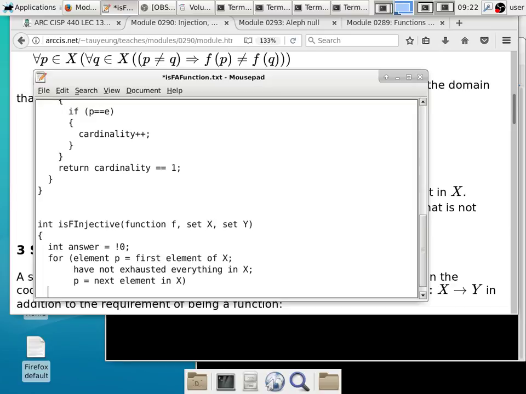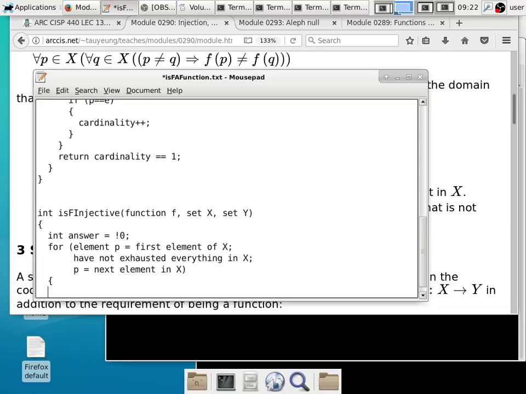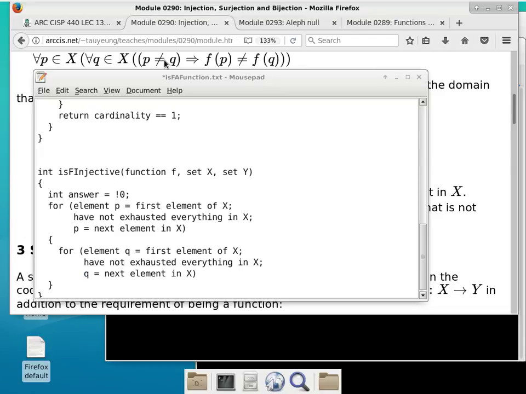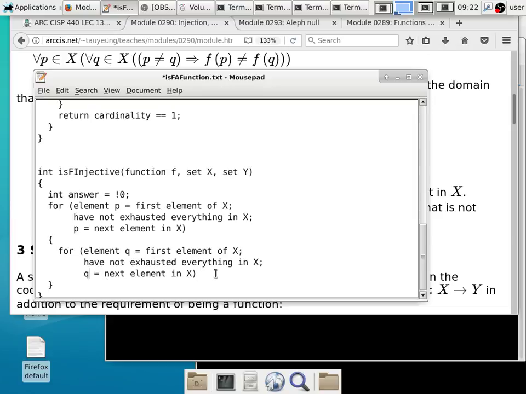So this is an outer loop, and obviously we have an inner loop. I'm going to be very lazy here: just copy and paste, re-indent everything, change P to Q. Because that's exactly what this statement is saying: for P in X, in parentheses, for Q in X. So I'm emulating exactly the same structure in C code.